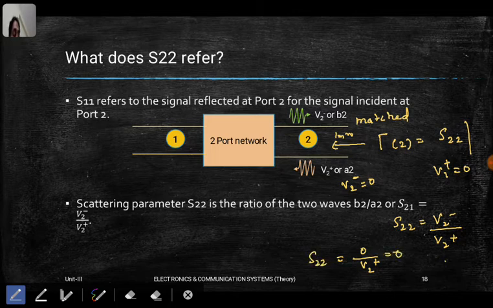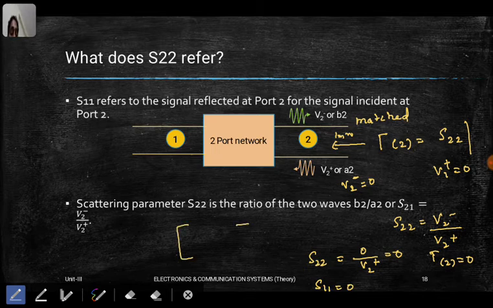So what is the gamma 2? Also 0. The reflection coefficient also will be 0. If the reflection coefficient is 0, I can say that there is no reflection, so the port is perfectly matched. Similarly, S11, what we have seen, if S11 equals 0, then the port is perfectly matched.